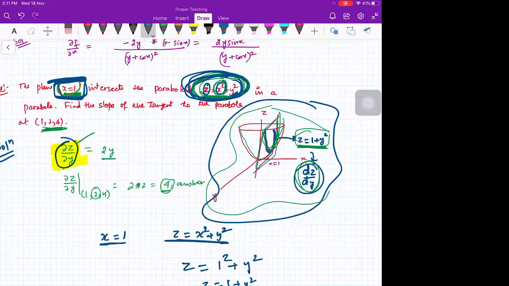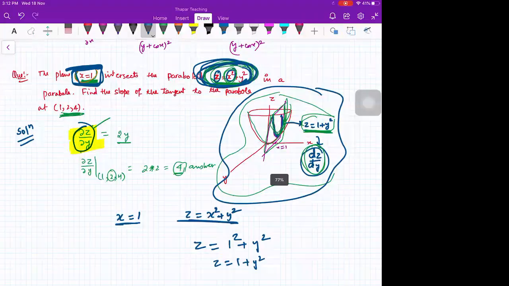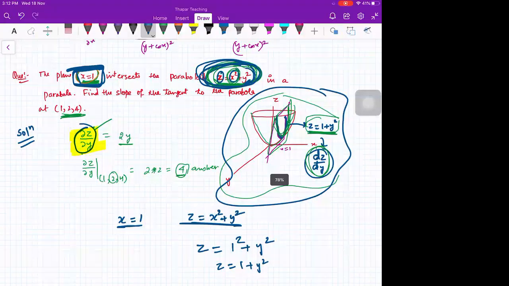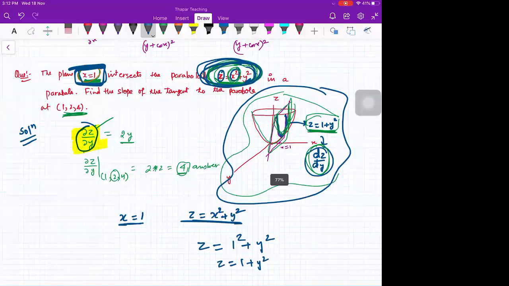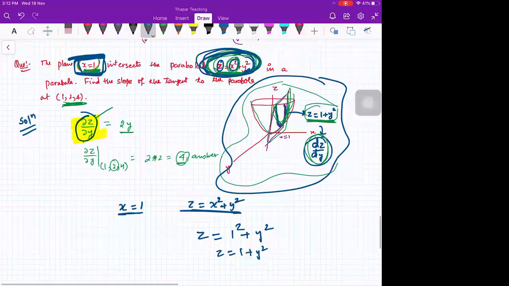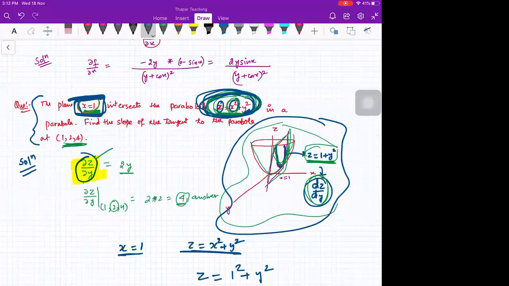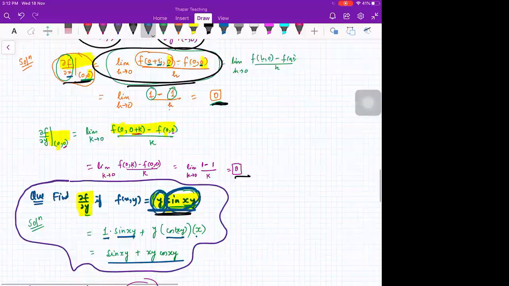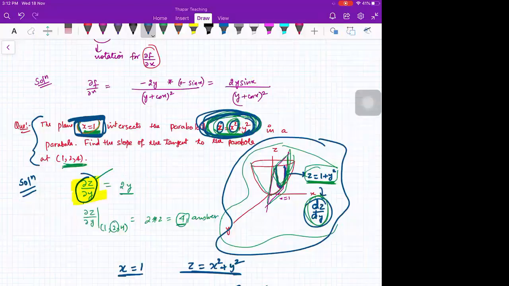Ma'am, why did we need information about the plane intersecting the paraboloid? Isn't there any general way to compute the derivative simply knowing the point? No, beta, this is just the statement of the question so that you understand everything. It has nothing to do with this information being needed to compute the derivatives. We have already computed the derivatives without this information, right? Here the question is that if you have this paraboloid and you intersect it with this plane, you will get a curve, and on that curve you have to find the slope at this point.